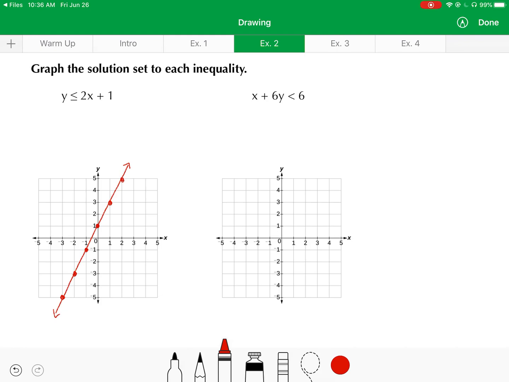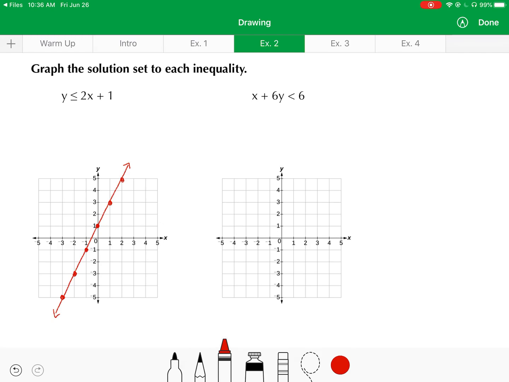Notice in the inequality, you have the equal to portion, right? y is less than or equal to 2x plus 1, which means all of the points that are on this line are part of my solution set. They make the inequality true, okay?